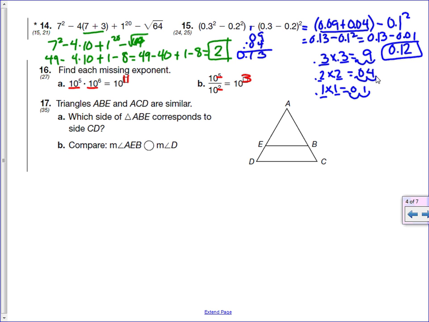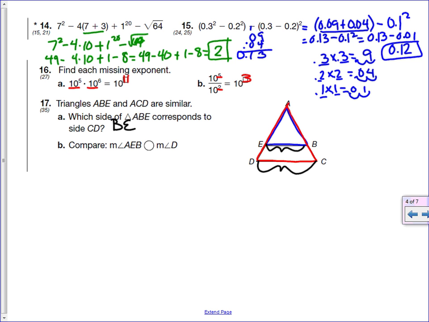Triangles ABE and ACD are similar. So ABE, and then the other triangle is ACD. Okay? So which side of ABE corresponds with side CD? So this is the side we're looking at in CD. Which side looks like it would correspond? Well, this side right here. So BE.